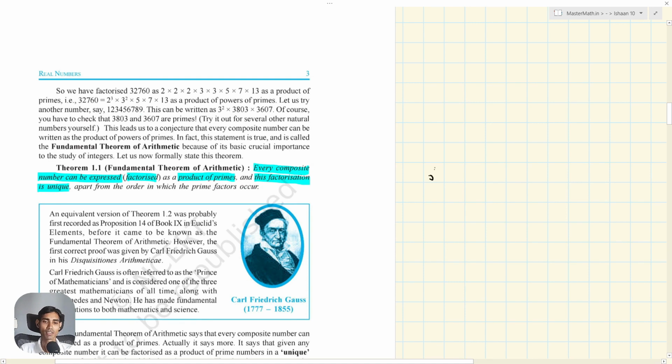So if you have 6, 6 is a composite number. And what are the prime factors? It's always going to be those prime factors. It can't be other than that. Correct. So 6 would always have the prime factors 2 and 3 only.